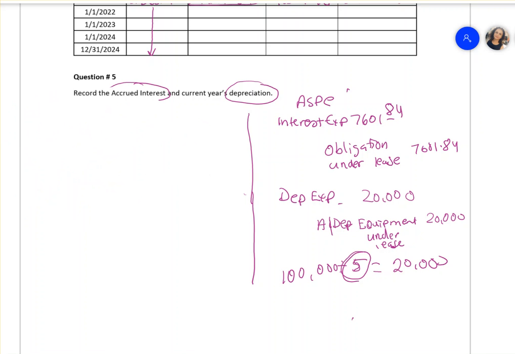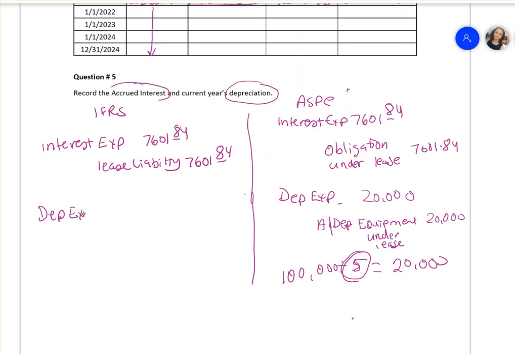Okay, and now we're going to record the accrued interest under the IFRS. Of course, the beginning will be your interest expense. That does not change under the IFRS or ASPE. Your credit will be, instead of the obligation, lease liability. And how much is that going to be? 7601.84. Then you're going to record your depreciation, which does not change.